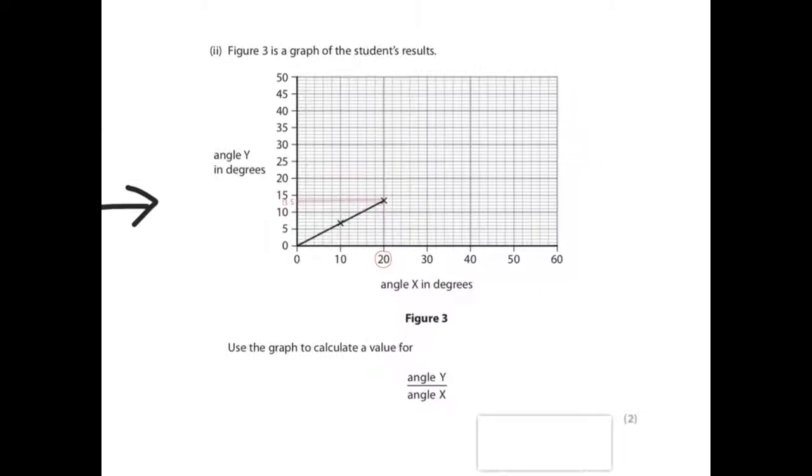Figure 3 is a graph of the student's results. Always take time to look at the axes: angle x is in degrees and angle y is in degrees. So x here and y here. Use the graph to calculate a value for angle y divided by x. So you're working out a ratio here, y over x.